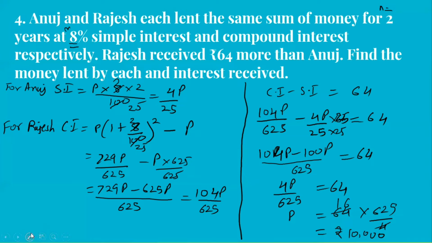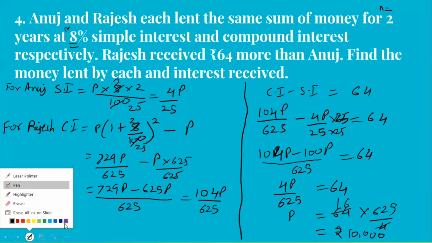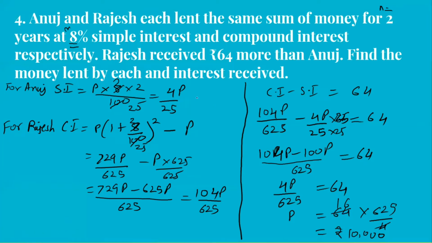Now we are asked to find the interest each of them has received. So the interest that Anuj has received is 4P upon 25. So 4 into 10,000 upon 25. 25 4s are 100. So these zeros, 4 4s are 16. So rupees 1600 is the interest received by Anuj.